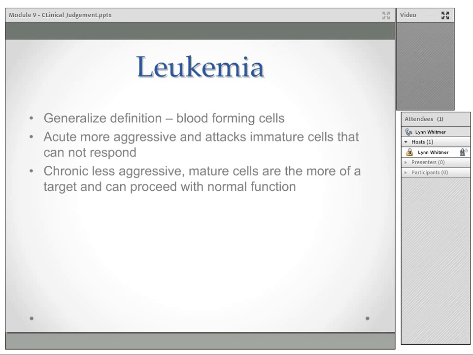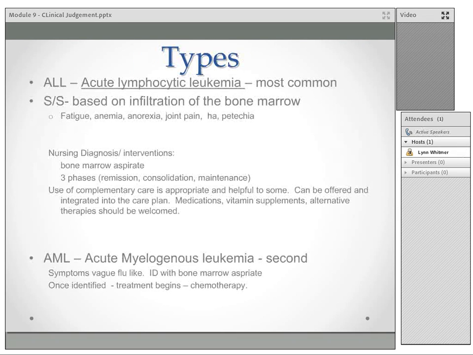So leukemia is the generalized term. There are different types of leukemia. There's acute lymphocytic leukemia. It is the most common. The signs and symptoms are going to be based on how much infiltration of the bone marrow has taken place. You might see fatigue, anemia, anorexia, joint pain, headaches, petechiae, much of what we have seen in some of the blood dyscrasias as well. Nursing diagnoses and interventions. First of all, we're going to do a bone marrow aspirate again. We're looking for 3 things that we can do to intervene. We can put them into remission. Then we do a consolidation and then a maintenance program.